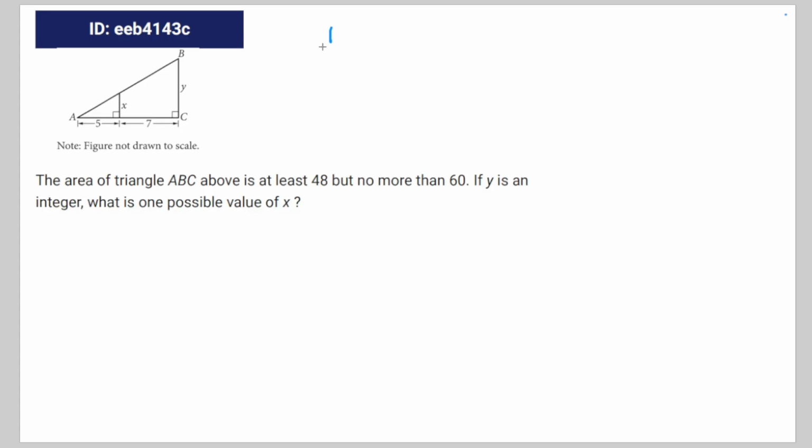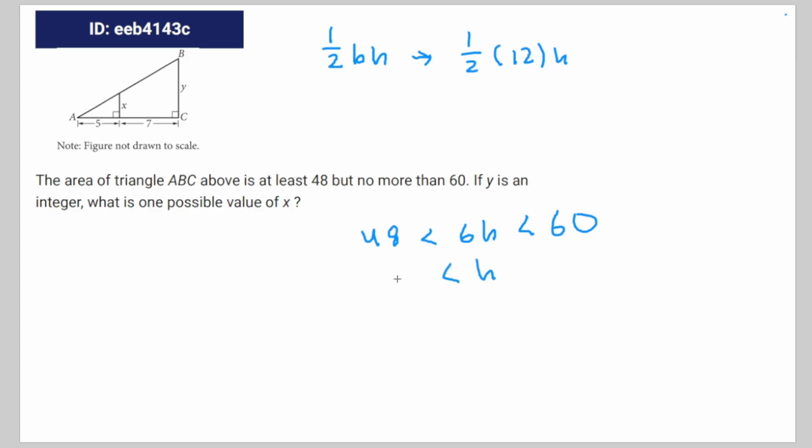So the area of a right triangle is going to be 1/2 base times height. We know that the base for ABC is going to be 5 plus 7, so that's 1/2 12h. That's going to be 6h is less than 60, but greater than 48. Divide all sides by 6, you're going to be left with h is greater than 8, but less than 10. So I think a very obvious answer would be 9, but there are more options, and I'll talk a little bit more about that later.